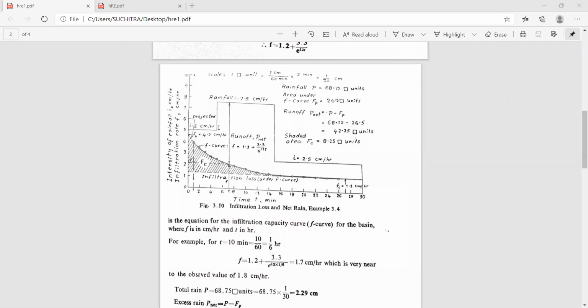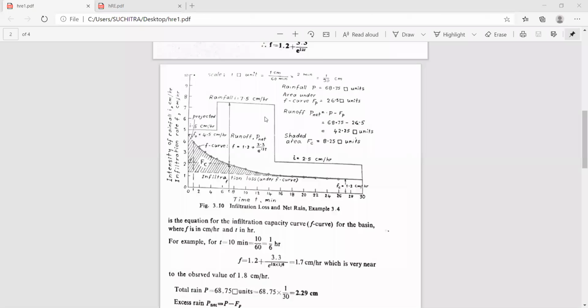First, you plot the hydrograph and calculate the number of square units below this hydrograph. That is nothing but the total rainfall. Then you draw this curve and count the number of square units below this curve and hold this area. That works out to be 26.5 square units. Then you find the square units within this shaded area. That is called FC. So FC works out to be 8.25 square units.